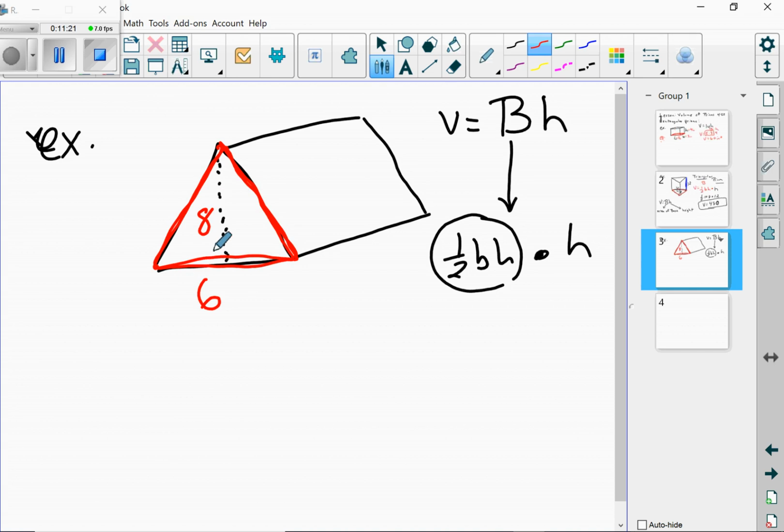So we know that the base and the height in here is connected with a right angle mark. Always look for right angle marks. So we got 1/2 times the 6 times the 8. All right, that's going to be 24.